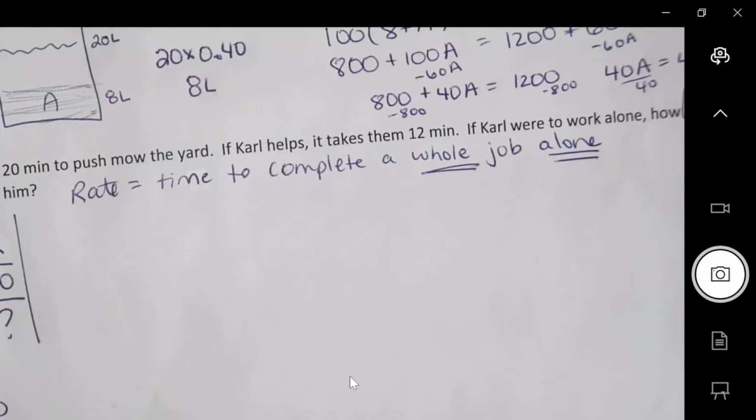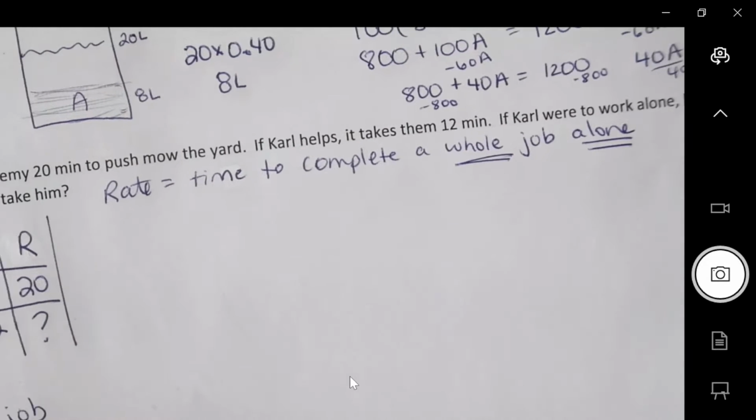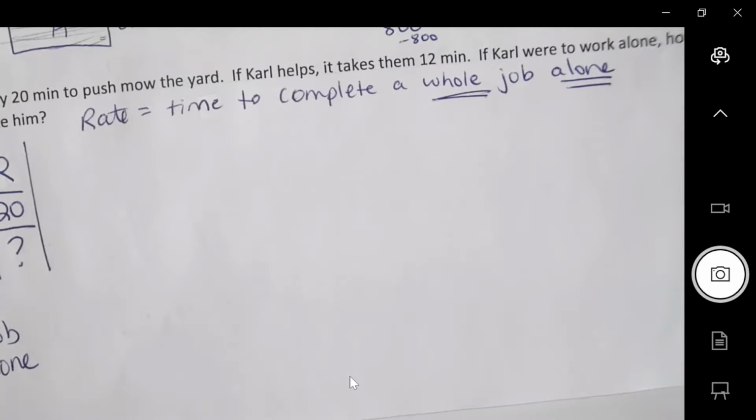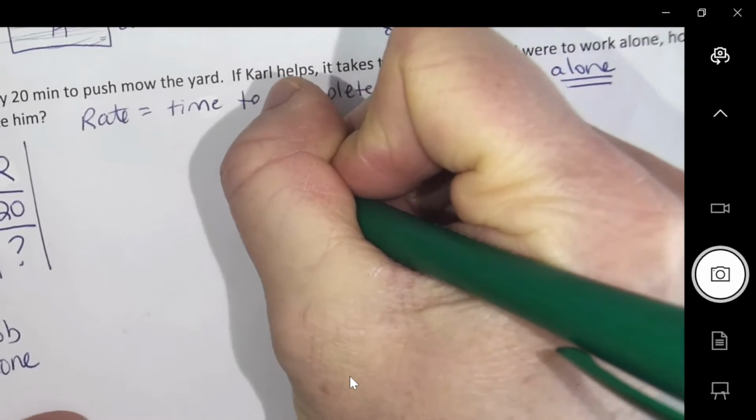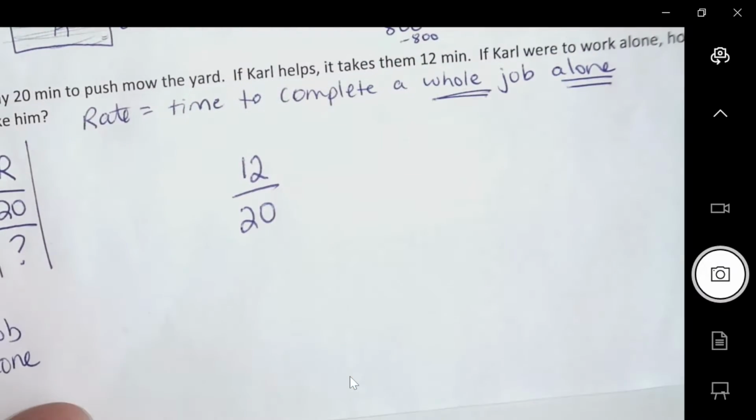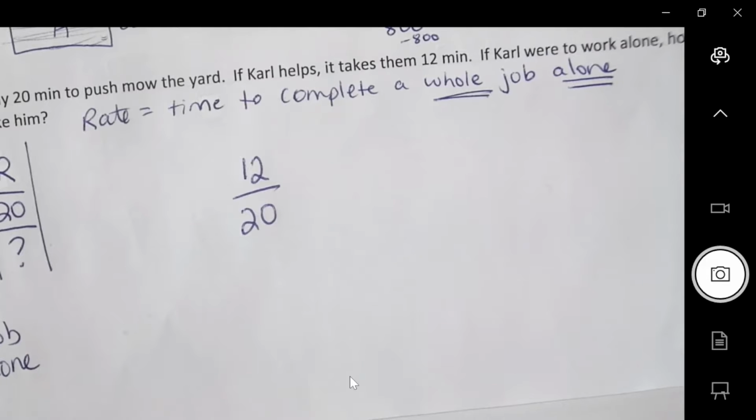So I just gave you a simple example before. If it takes me 15 hours, which is my rate to do report cards, and I've worked for 5 hours already, I've completed 5/15 of my job. I'm a third done. Okay, so Jeremy will complete 12/20ths of the job, time over rate. Jeremy completes 12/20ths of the job.